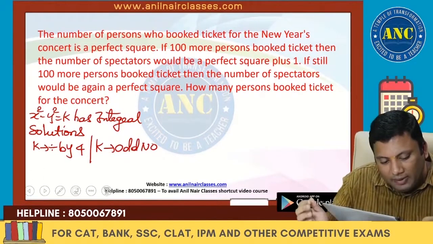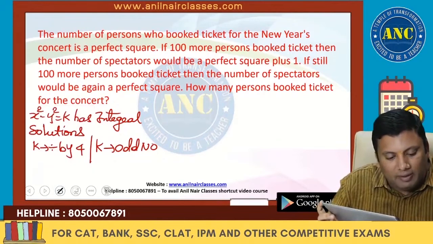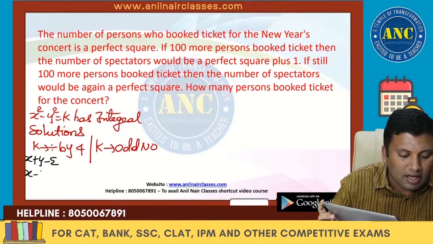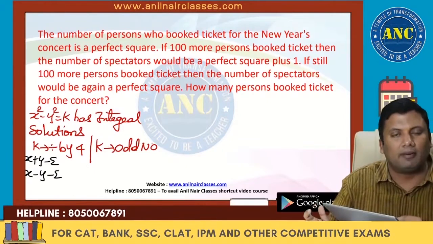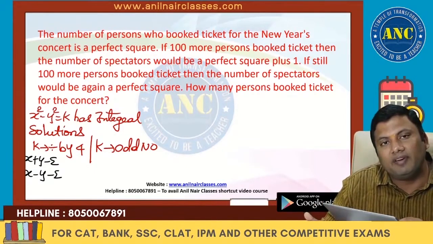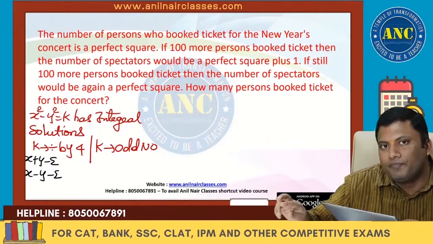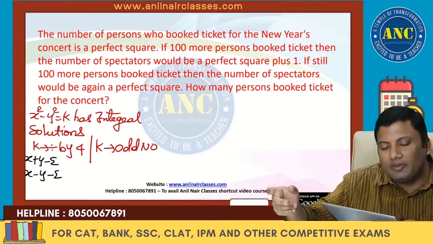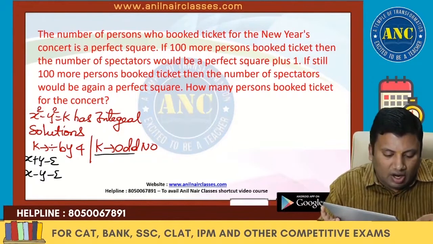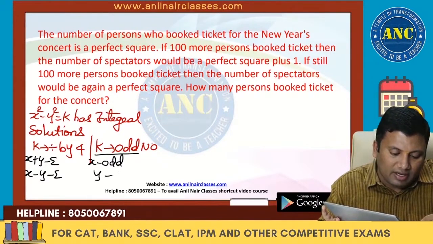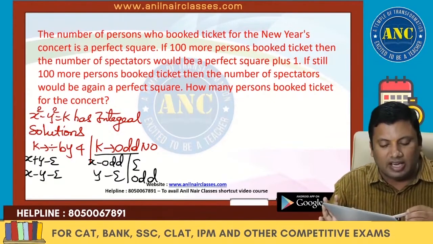k will be divisible by 4 when x plus y is an even number and x minus y is an even number. x plus y will be even when x is even and y is even, or when x is odd and y is odd. k is an odd number when x is odd and y is even, or x is even and y is odd. I hope this case is clear.